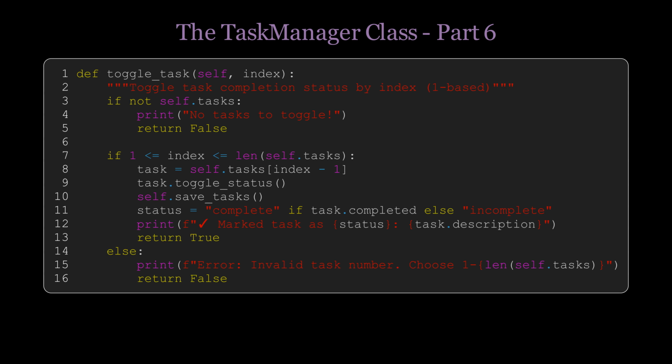It takes an index, checks if tasks exist, and validates the index is in range. If valid, we get the task at index minus 1. Call its toggle status method to flip between complete and incomplete, and save immediately. We create a status string that says complete or incomplete based on the new state using a conditional expression. We print a success message showing the new status and task description. If the index is invalid, we print an error with the valid range. This makes completing tasks as easy as entering a number.